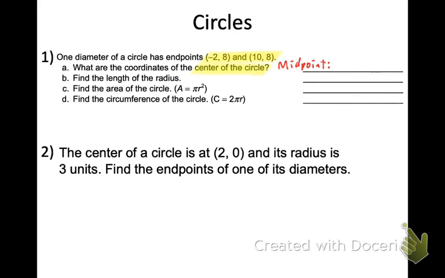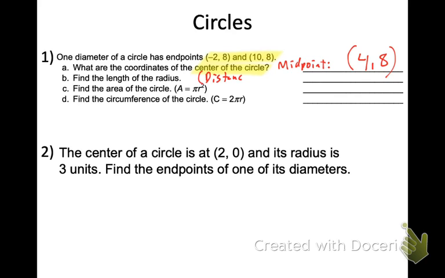All right, ready here? So what's the midpoint? What's the center of the circle going to be, Ethan? 4, 8. Yeah, the center of my circle is at 4, 8. Awesome. Part B says find the length of the radius. To find the length of the radius, I need to calculate the distance.